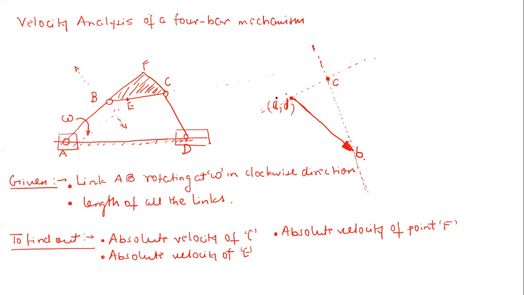We can draw a vector from A to C, and this will give us the absolute velocity of C. So now it is very easy. You have to simply connect these things with this one. And what will be the direction? The direction will be from D towards C. This is the absolute velocity of point C with respect to D.